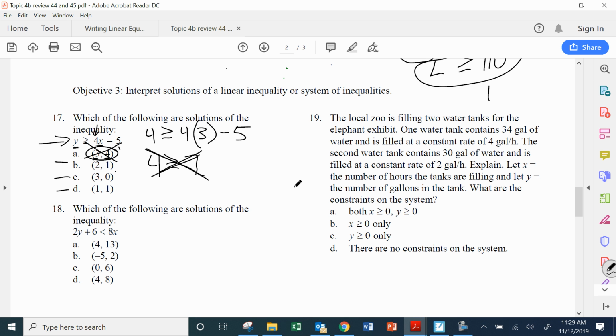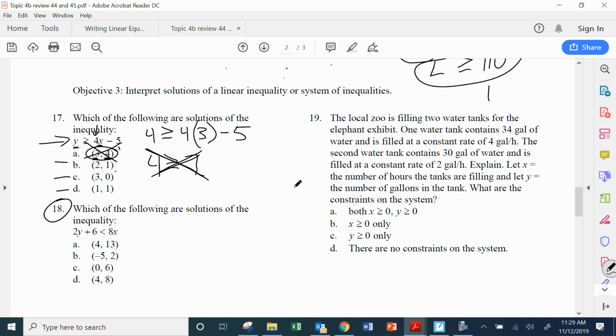You do the same thing for number 18. You're just going to plug those numbers into 2y plus 6 is less than 8x. You could graph it if you wanted to, but that's definitely a tougher one to graph. Number 19 is pretty complex. That's really a whole lesson on its own.